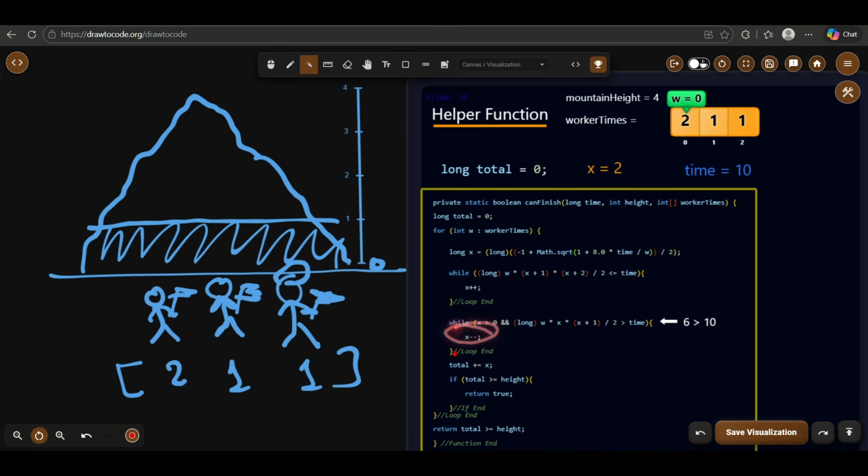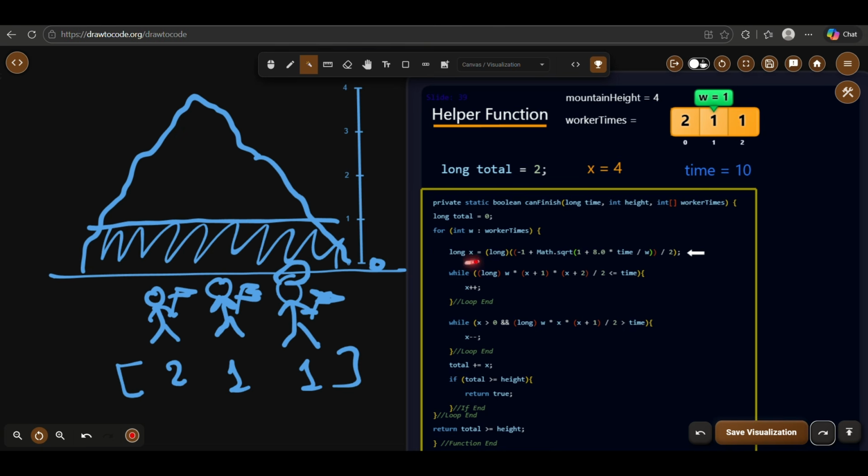So we will not decrease our x. We will add that to total, so total will be 2. Now this worker chopped 2 units of this mountain. The remaining is 2 units. Let's see whether the workers can do their job. Is total greater than height? Height is 4 units and total is 2, so this is not true. It will go to the next worker.